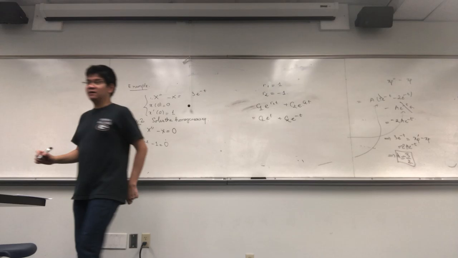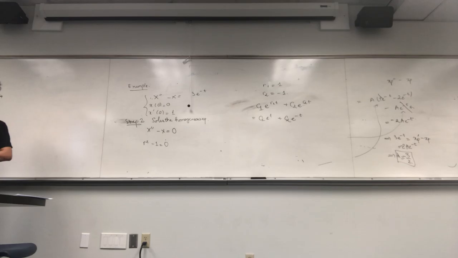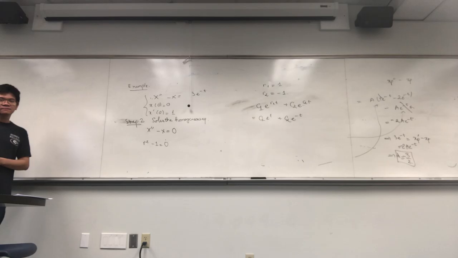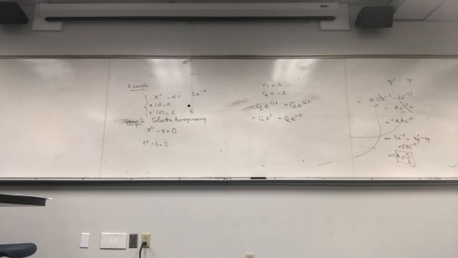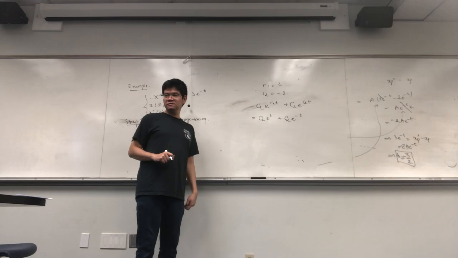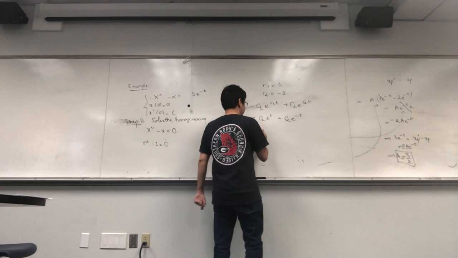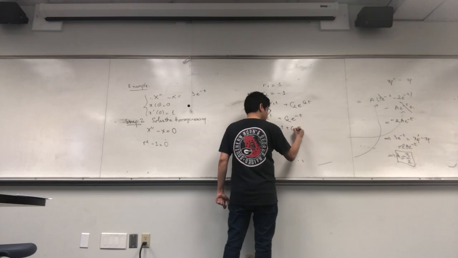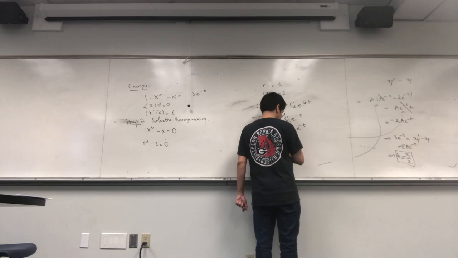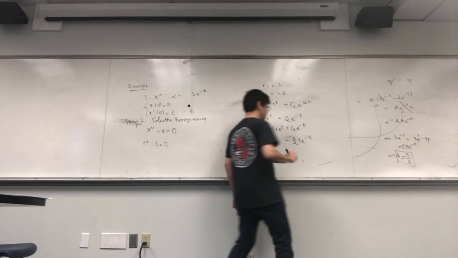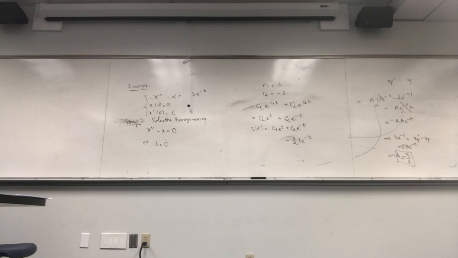Questions? Right. So what is the form of the general solution? x of t equals C1 e to the t plus C2 e to the negative t plus the particular solution. So the solution will be C1 e to the t plus C2 e to the power minus t plus minus 3 over 2 t e to the power minus t. Alright, so basically this is the form of the general solution, right?